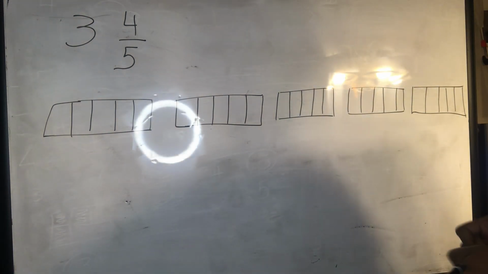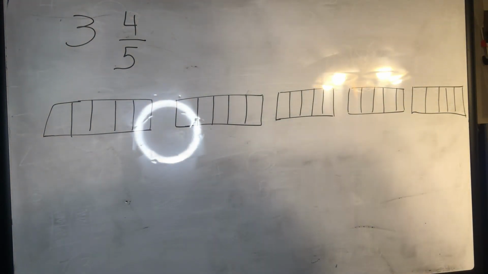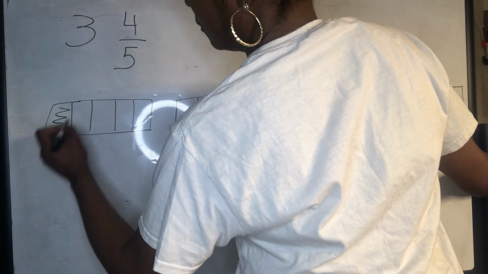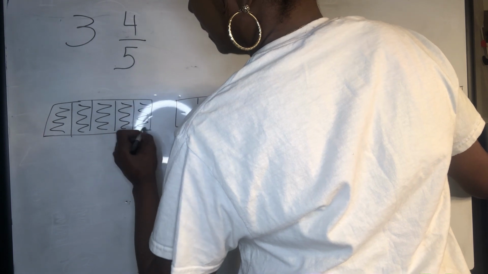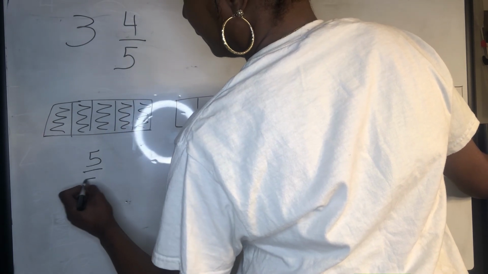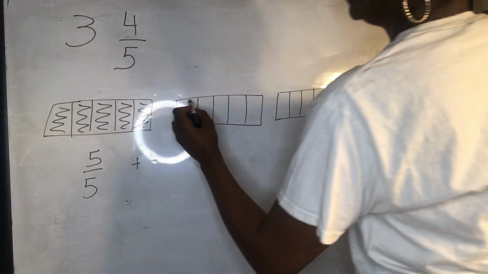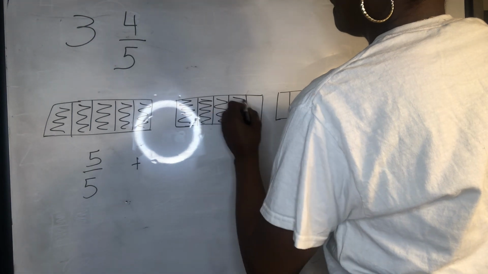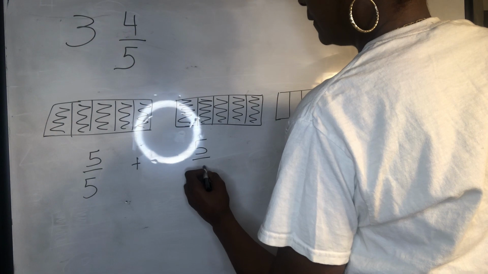Alright, so I am going to shade in all my parts from this first one. And that will make that 5 over 5 plus I will shade in another whole one. And that would give me another 5 over 5.